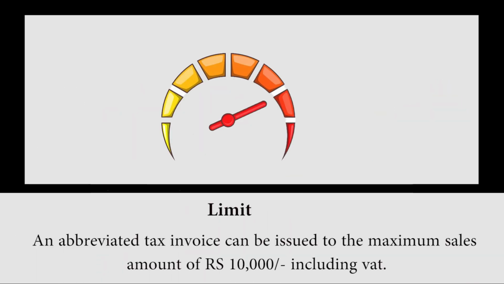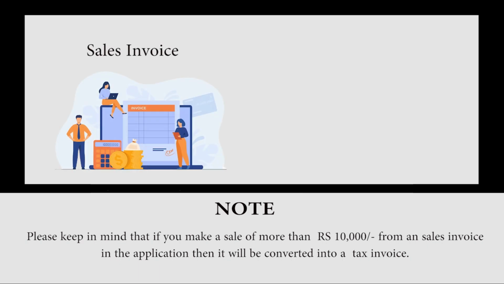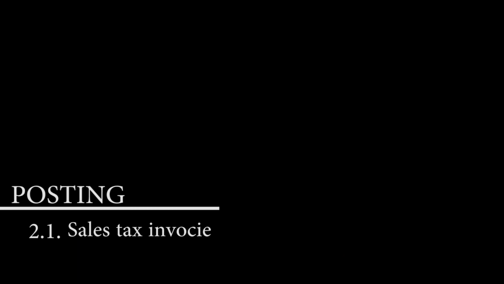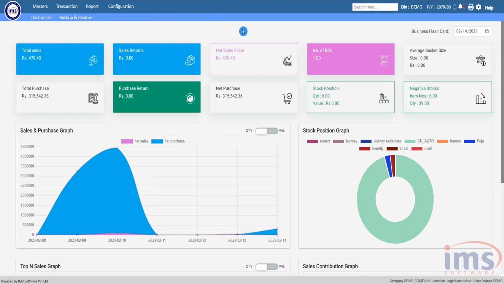An abbreviated tax invoice can be issued to the maximum sales amount of 10,000 including VAT. Please keep in mind that if you make a sale of more than 10,000 from a sales invoice in the application, then it will be converted into a tax invoice. At first, we will see how to save a tax invoice. Now let's look into the application.